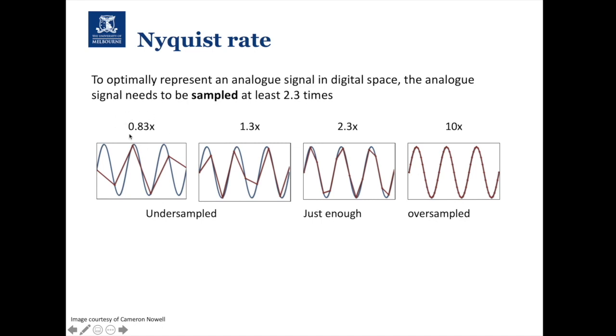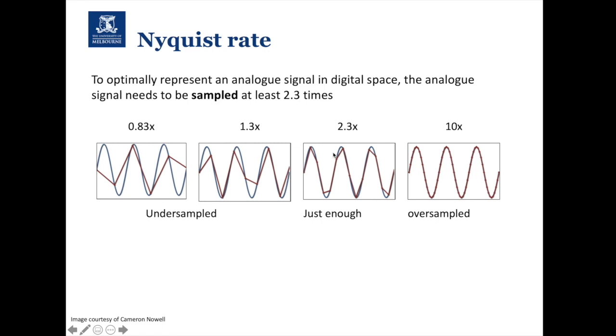At 0.83x, you can see that our red line is not representing the analog signal, the blue line. By the time we get to 1.3x, we're getting closer, but again, we're probably not there. In this case, we'd call this undersampled. By the time we get to 2.3x, it's not perfect, but it's pretty close. By the time you get to 10x, it looks much, much better, but in this case, we're probably oversampled. So 2.3x is the magic number.